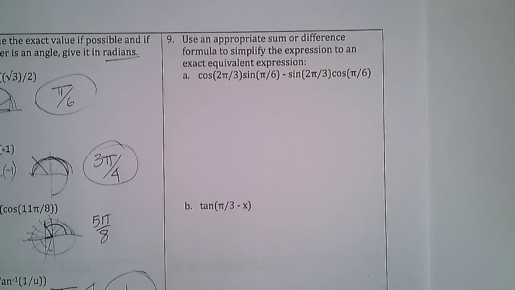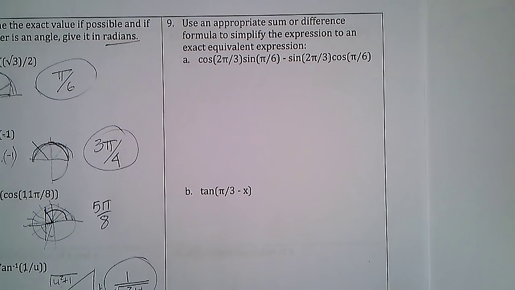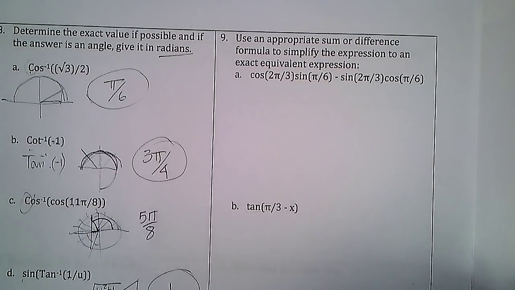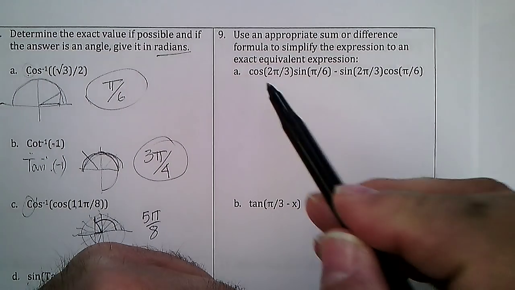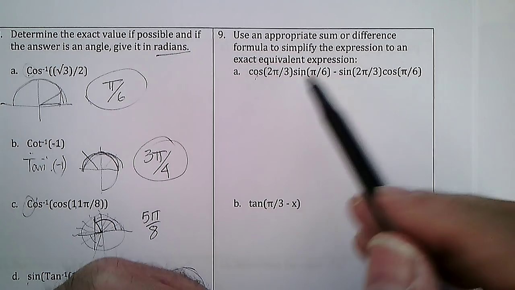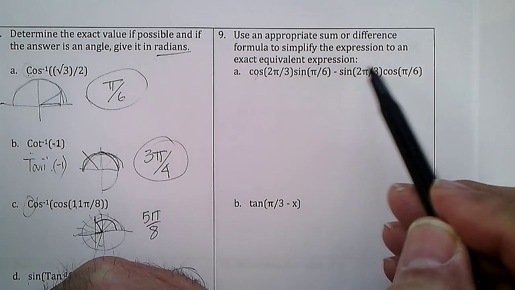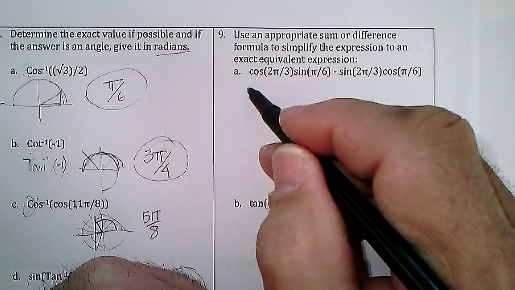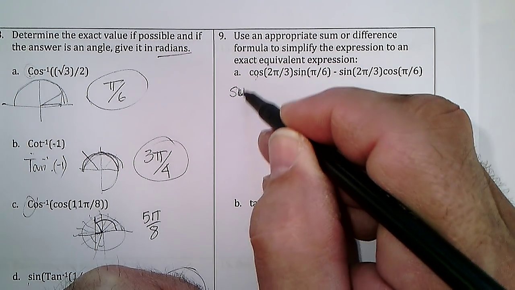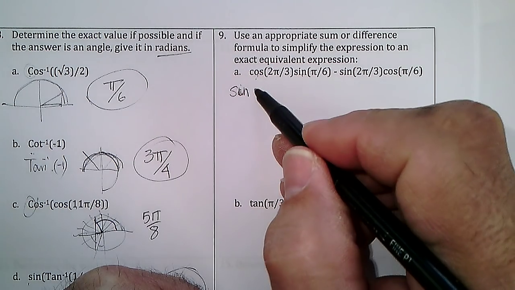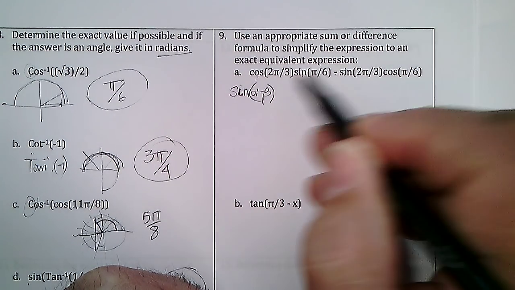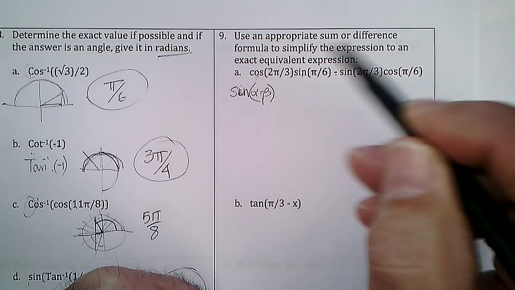Number 9. Appropriate sum or difference formula for this. Well, let's see. We have cosine, sine, sine, cosine. So when they're mixed like this, this is the sine of alpha minus beta, since it's minus and the sine is always the same sign.